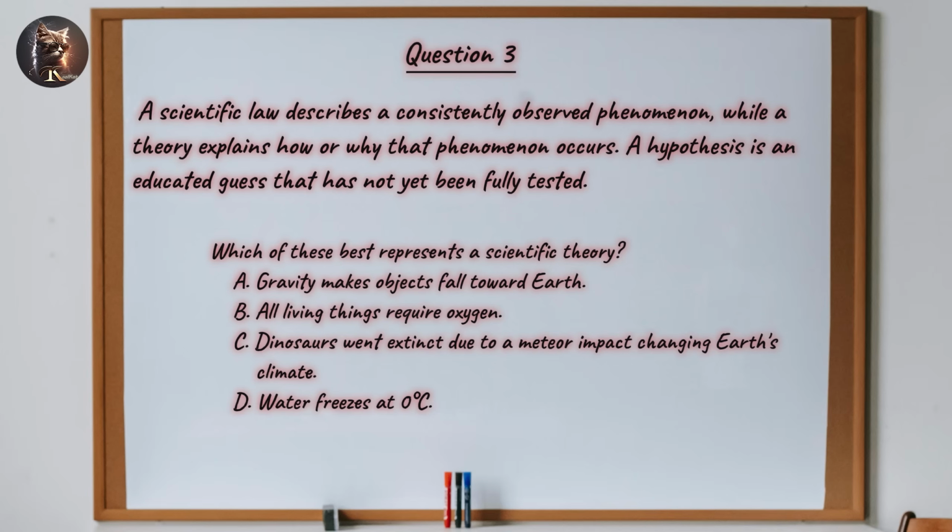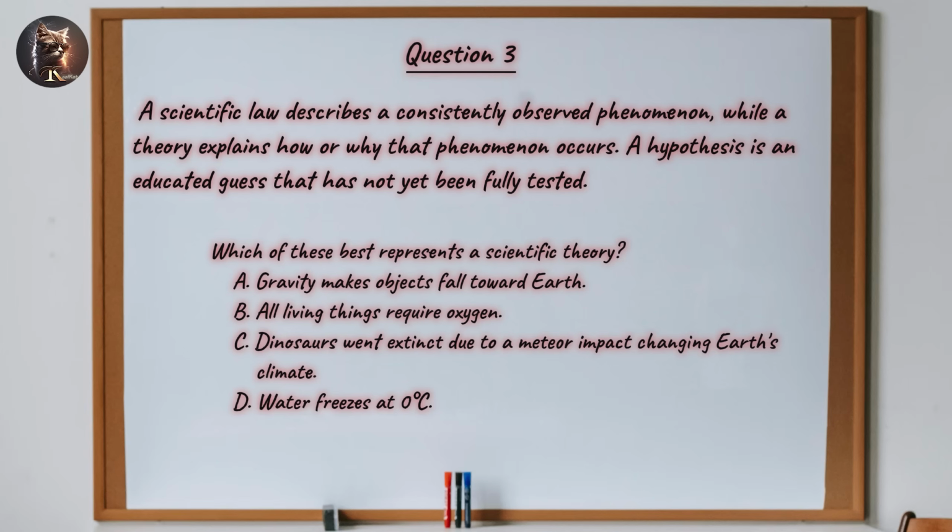The passage gives us 3 important scientific terms: scientific law, theory, and hypothesis. First, it says that a scientific law describes something we always see happening. It's something predictable, like water freezes at 0 degrees Celsius, or objects fall to the ground.